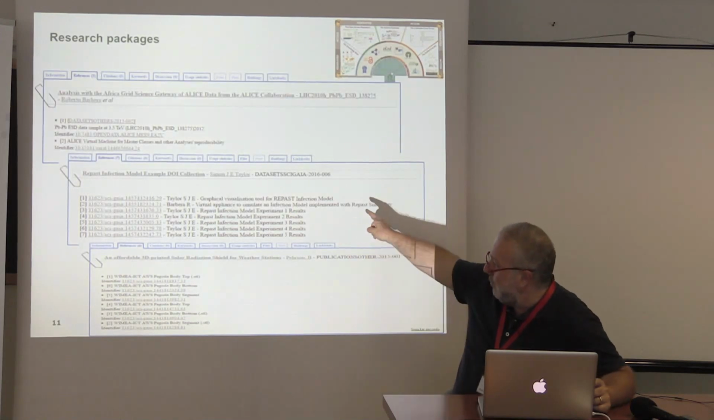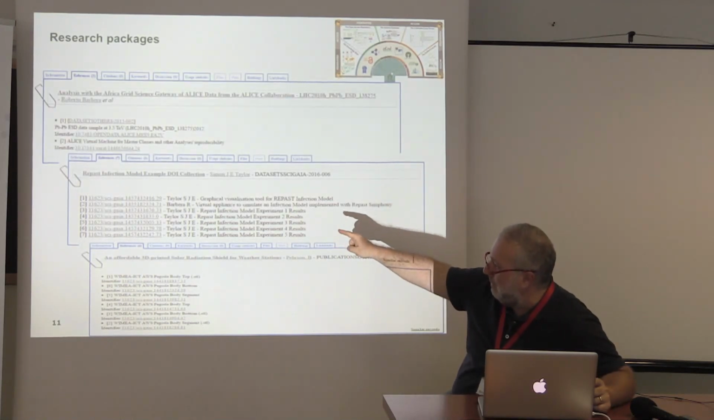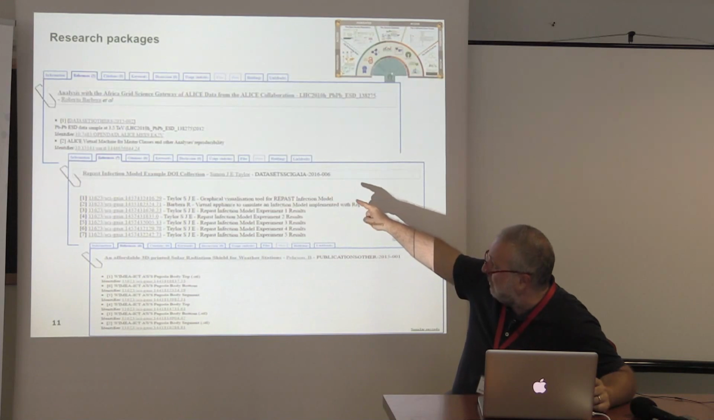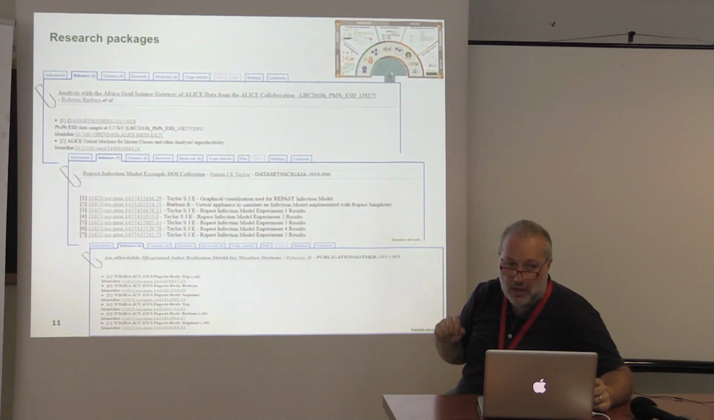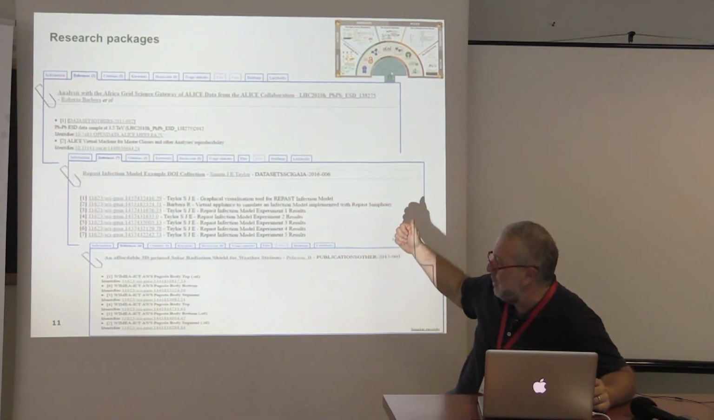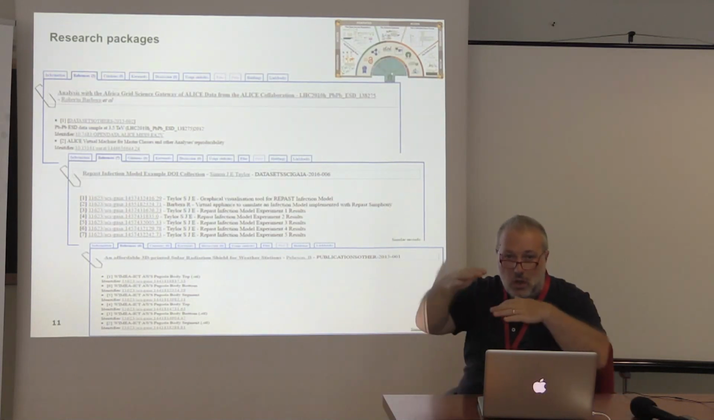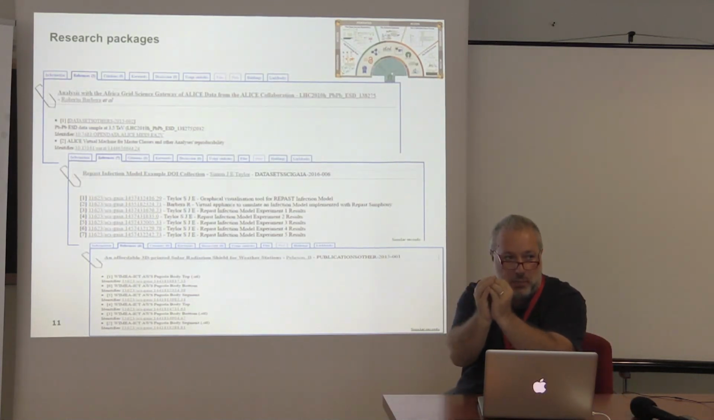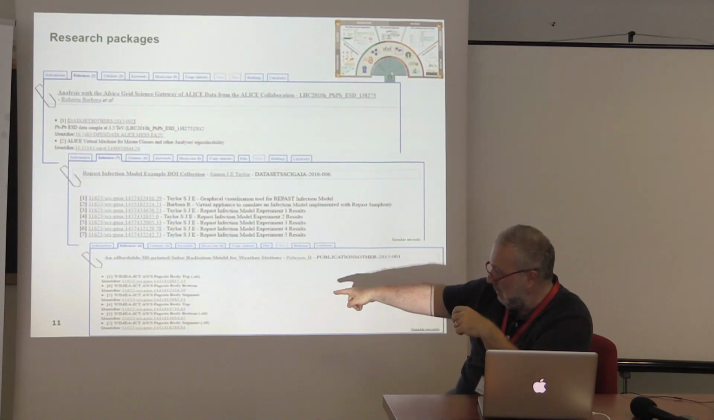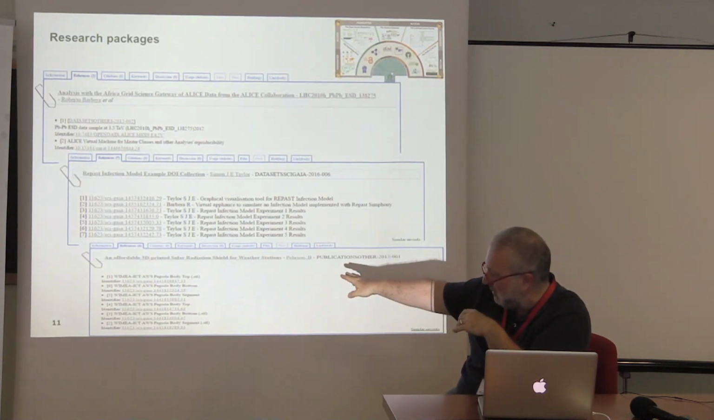The same for another infection model based on RePast, an agent-based analysis. You have the research package containing everything you need to rerun the analysis. So you have the virtual machine, the graphic visualization tools, and all the data. So all the DOIs can be assembled in a research product, and a research product is all you need to reproduce that particular result.